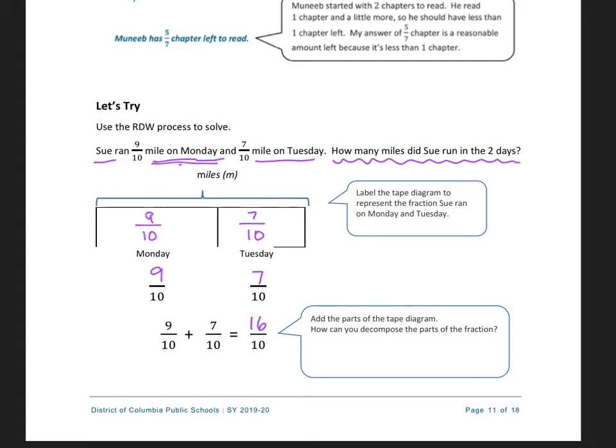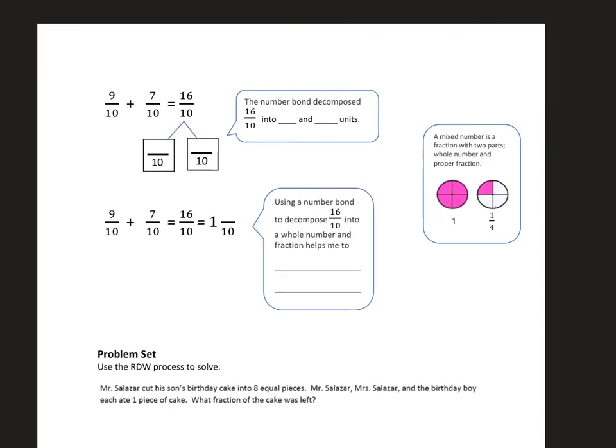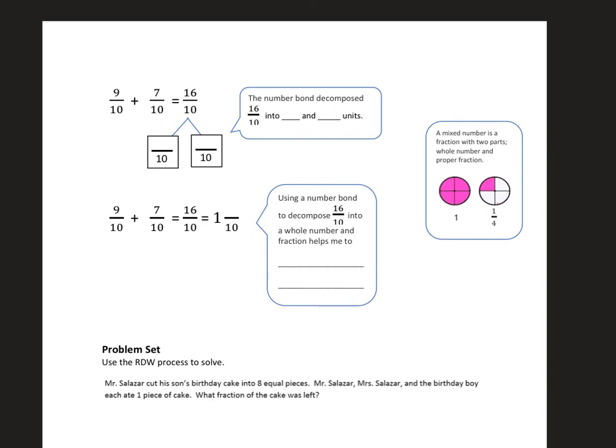Okay, so let's go onto the next page. Right here, the little bubble says, add the parts of the tape diagram. How can you decompose the parts of the fraction? So we're going to go to the next page, and that's where we'll keep working to do that. Now you're at the top of the next page, and it has what we just did too. So 9/10 plus 7/10 equals 16/10.